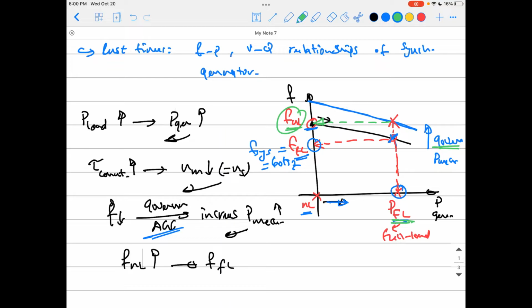What the governor did is increase this value now. That is the F no load 2. That was F no load 1. So the governor, by increasing the mechanical power input, has basically increased the no load frequency too.